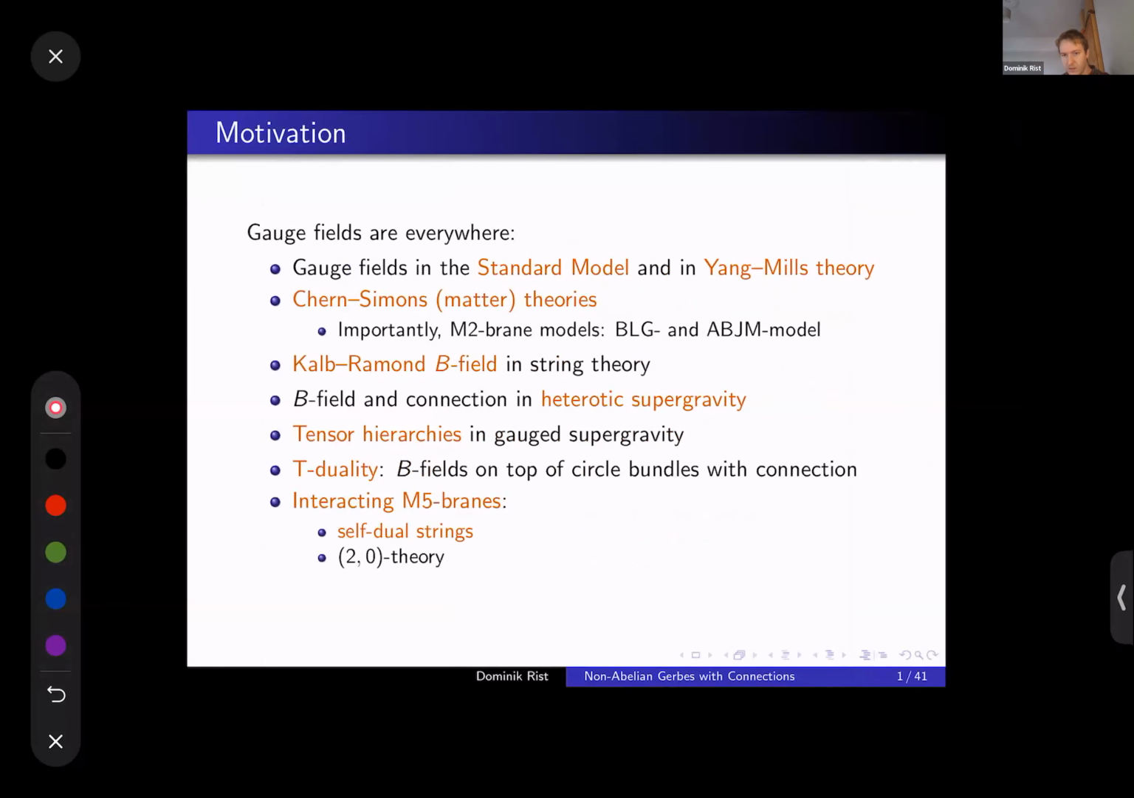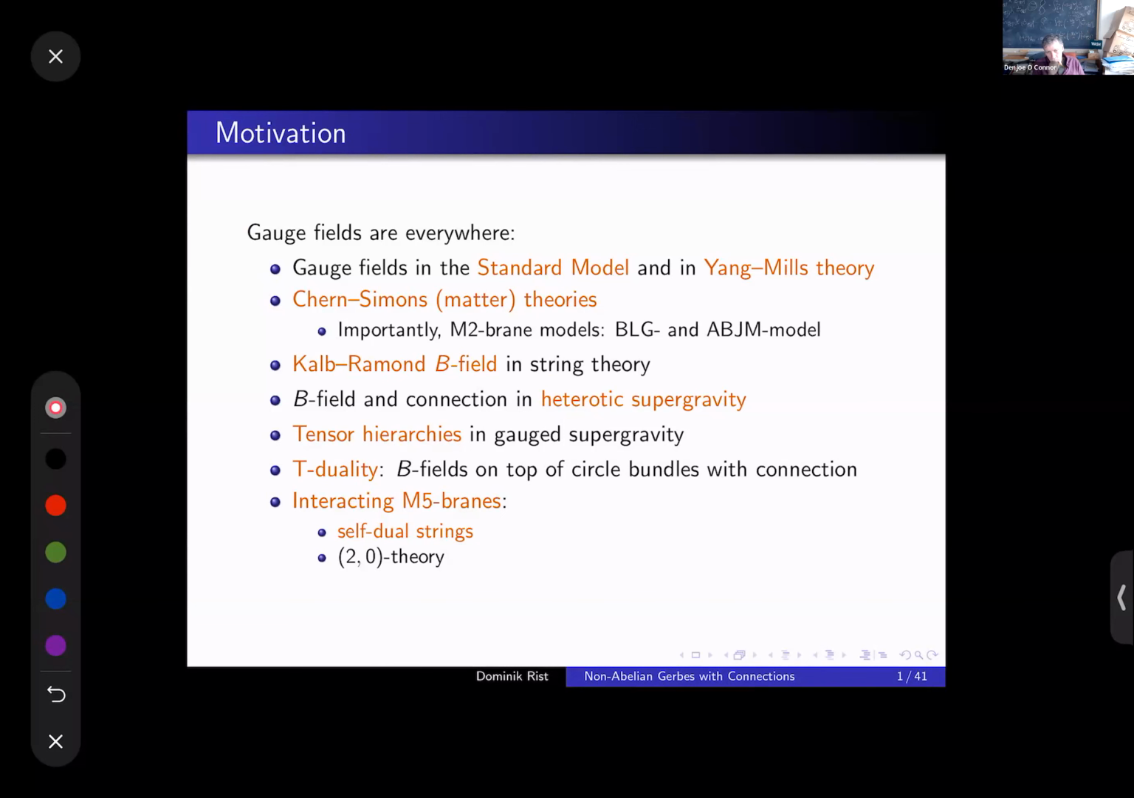Okay, so the motivation comes from basically physics, as always for us mathematical physicists. We want to understand gauge theories and higher gauge theories better. Why? Because gauge fields are everywhere. We can find them in the Standard Model, Yang-Mills theory, Chern-Simons matter theories, which have important applications also in M theory, in particular the BLG and the ABJM models, or the so-called M2 brane models.